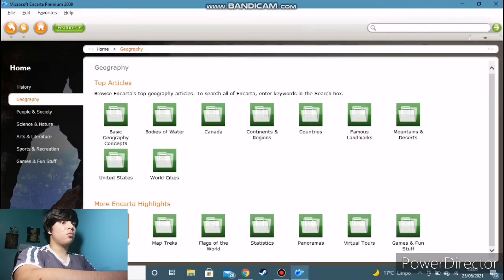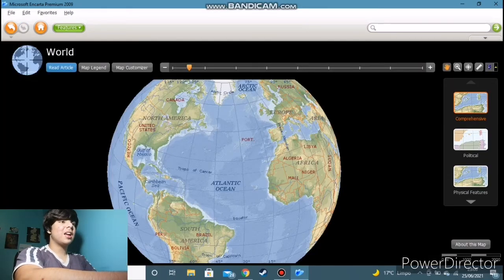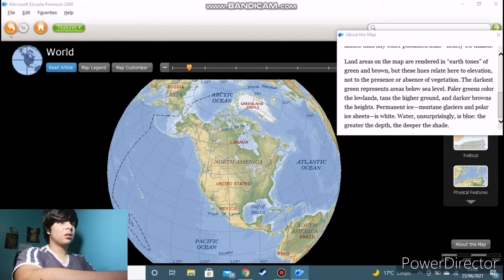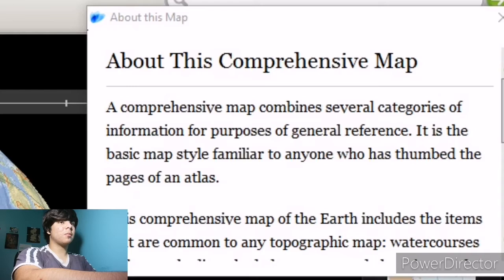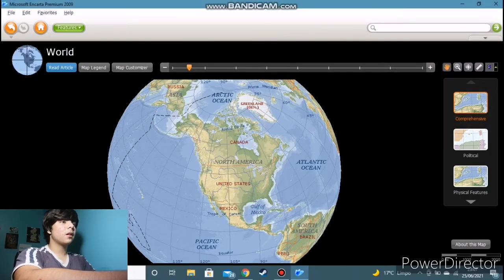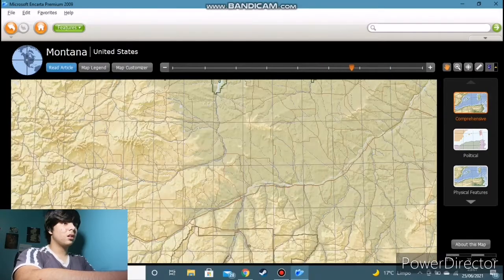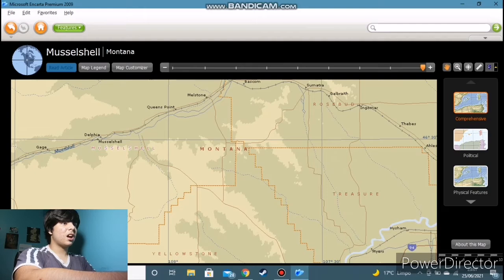Let's go. World Atlas. And there it is. About this map. Okay, comprehensive map combines several categories of information for purposes of general reference. It is the basic map style familiar to anyone who has thumbed the pages of an atlas. Okay, this is the zoom. Wait, Montana, Hannah Montana. I remember I watched Hannah Montana on the Disney Channel when I was young.